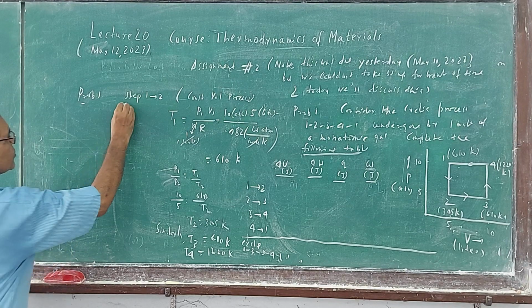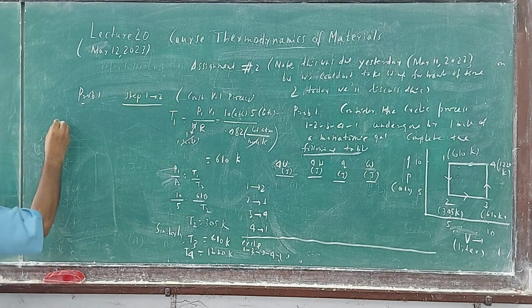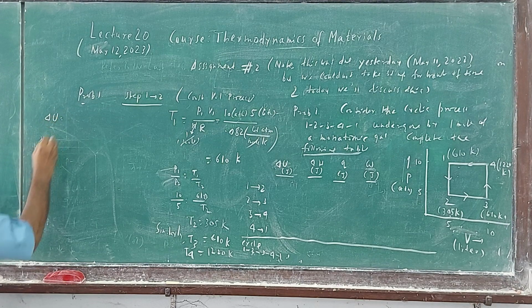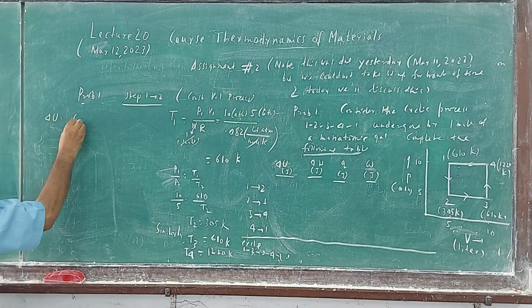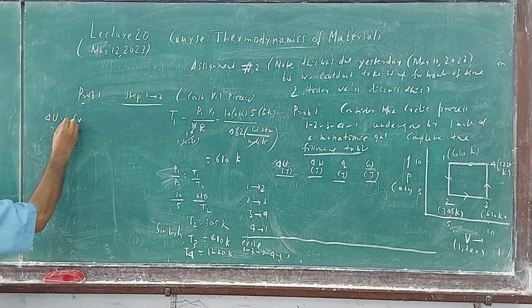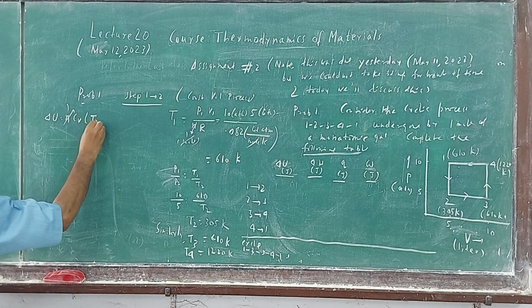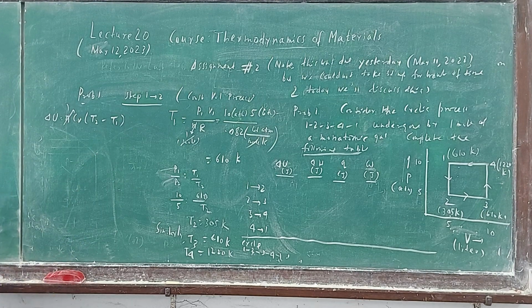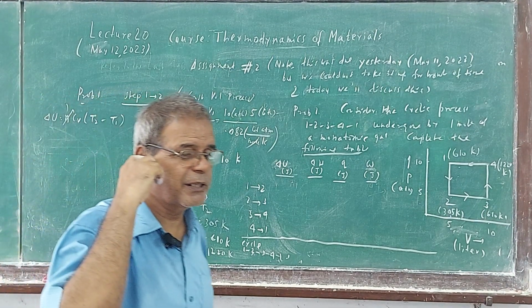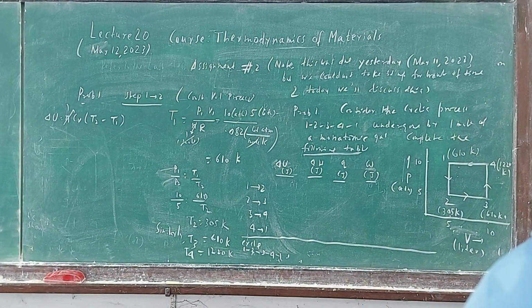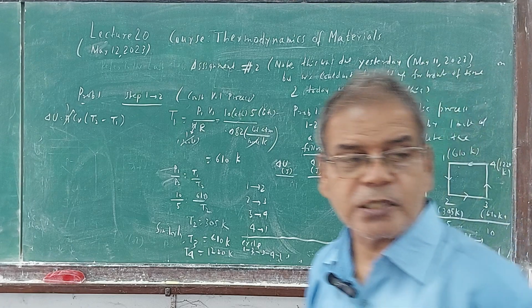For step 1 to 2, constant volume. What is term by term? Delta U. Delta U is what? You know, n Cv. Again, I am not writing n, but you will understand. This is 1. n Cv (T2 minus T1). What is Cv? What is the value? 3 by 2 R.